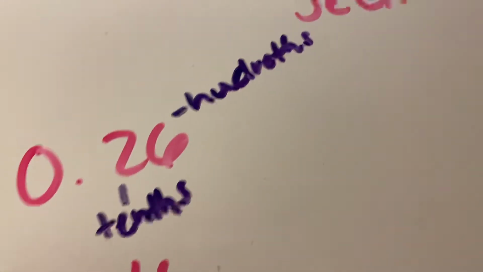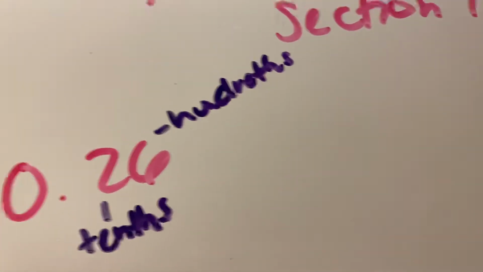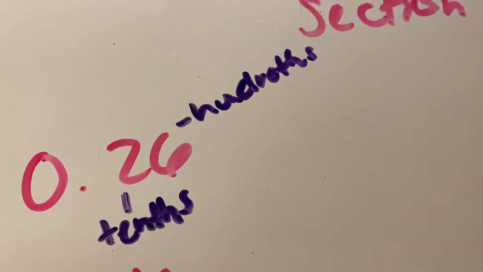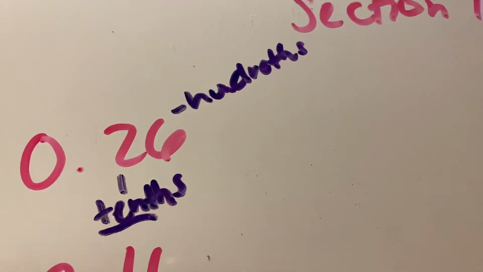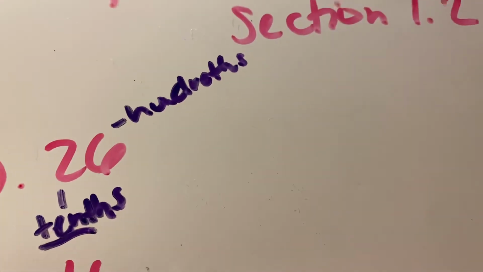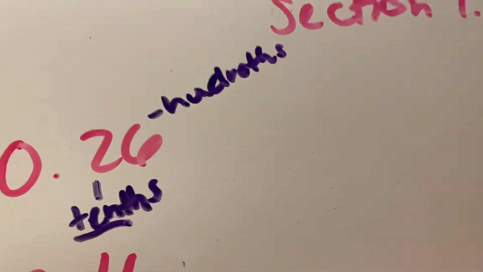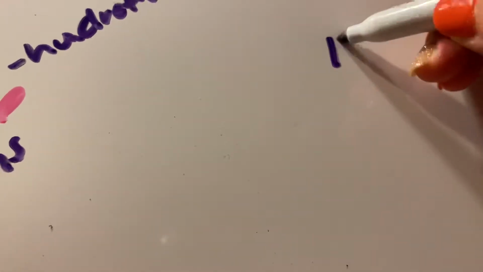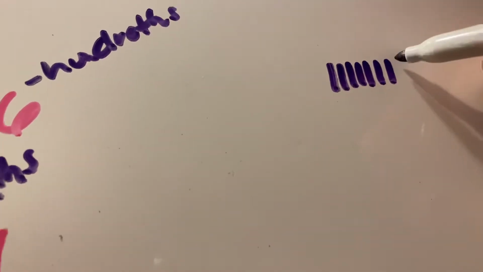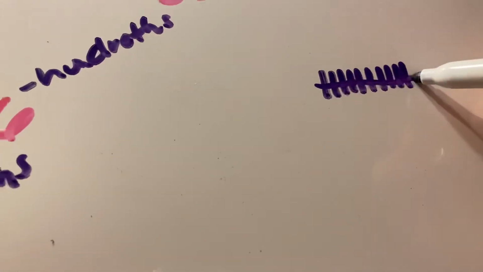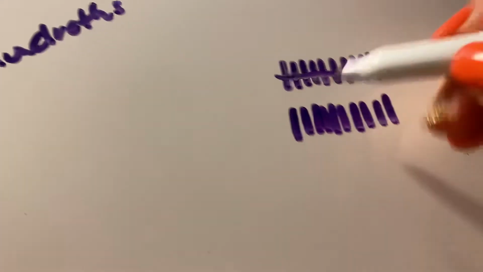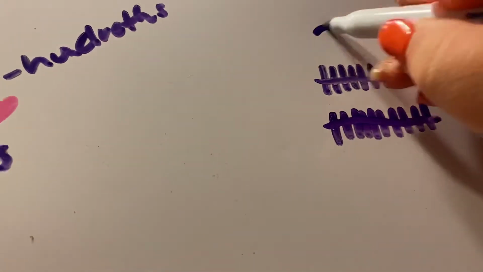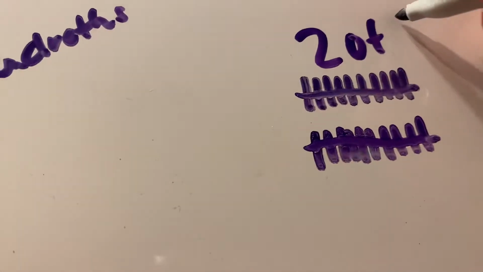I'll be describing the tenths in terms of bundles of 10, because when we think of a tenth, the word 10 is in it. So we'll be doing 2 bundles of 10 to represent 2 tenths. So we have 1, 2, 3, 4, 5, 6, 7, 8, 9, 10. 1 bundle. 1, 2, 3, 4, 5, 6, 7, 8, 9, 10. 2 bundles. This is 2 bundles of 10.